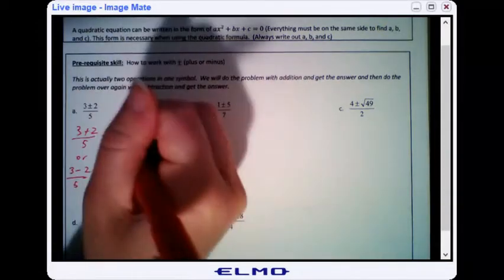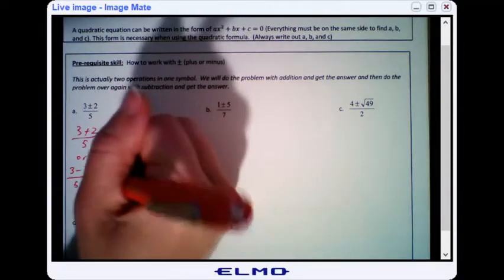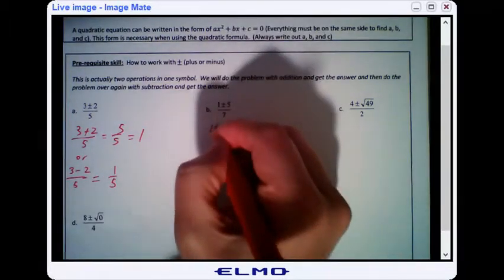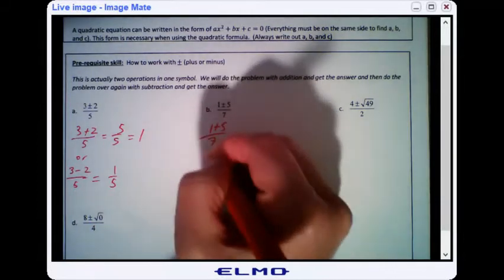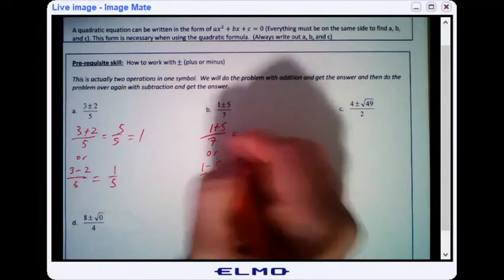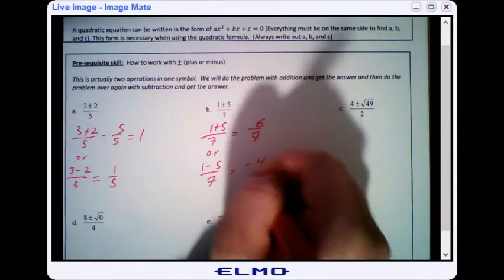So we're going to get 5 divided by 5, which is 1, and we're going to get 1/5. A lot of times with quadratics, we will get these two answers. For b, I have 1 plus or minus 5 divided by 7. That means I've got 1 plus 5 divided by 7, or 1 minus 5 divided by 7. So that's going to give me 6/7, or negative 4/7.